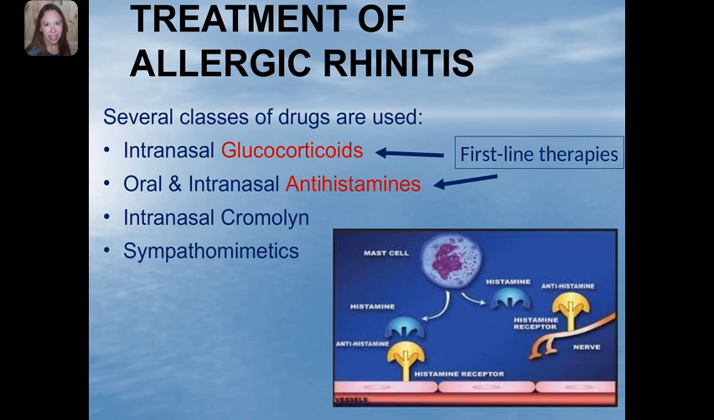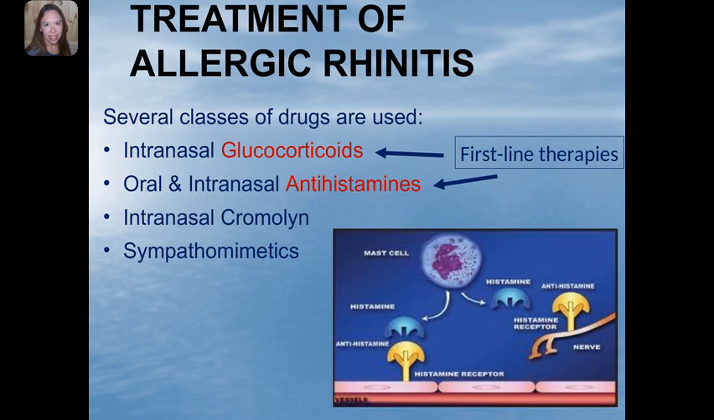And then we can also use sympathomimetics. Oh my goodness, here we go again talking about the sympathetic nervous system. Well, in this case, which part of the body is affected? Well, it's going to be the respiratory system, and we want the respiratory system to open up. We want the patient to be able to breathe, so we can use a sympathomimetic to help relieve those signs and symptoms.